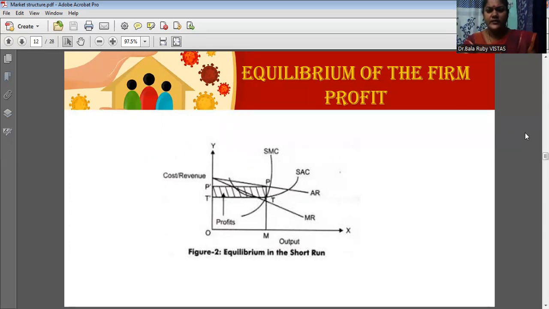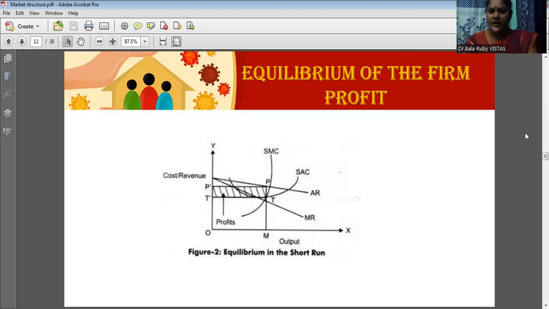So in this diagram, just draw the average revenue curve as well as the marginal revenue curve. See, in the case of perfect competition, I told you the average revenue curve and marginal revenue curve are a horizontal straight line. But in this monopolistic competition, it is not like that. Always the average revenue curve and marginal revenue curve are downward sloping curves. And one more thing, the average revenue curve is higher than the marginal revenue curve. So the marginal revenue curve should be lower and the average revenue curve should be higher. In such a way, you have to draw this diagram.